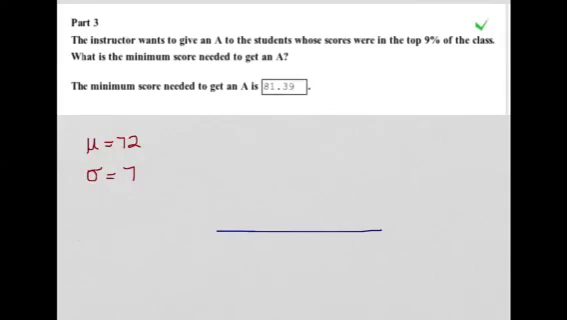So what we're going to do is draw the normal curve. And what is it that we want to do here? We know that the mean is 72 and standard deviation is 7. I can mark off the standard deviations if I want to, but it's not particularly helpful here. So we want to give an A to the top 9% of the class, and we want to know what the cutoff score is for that.